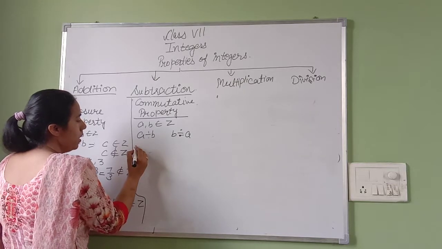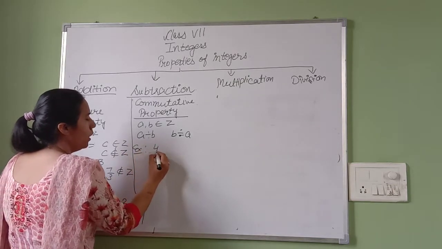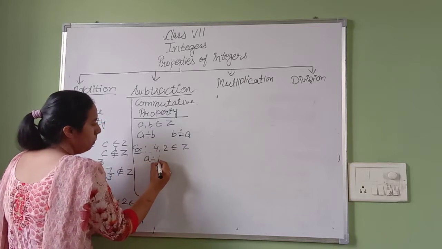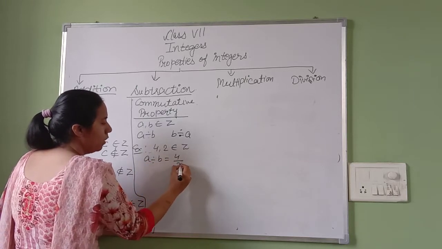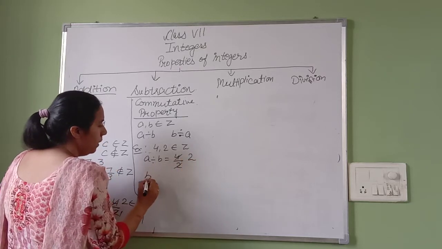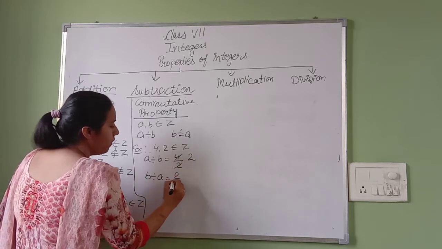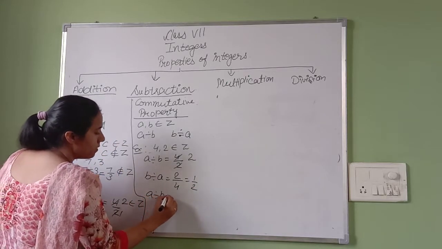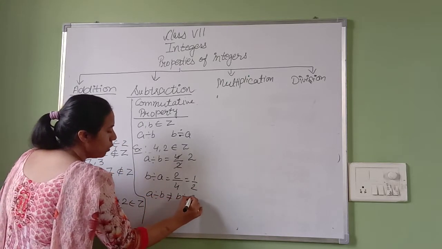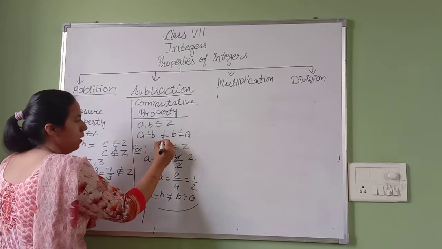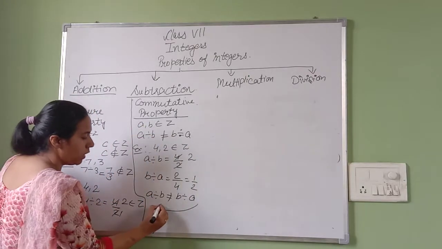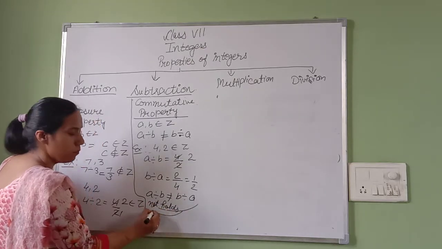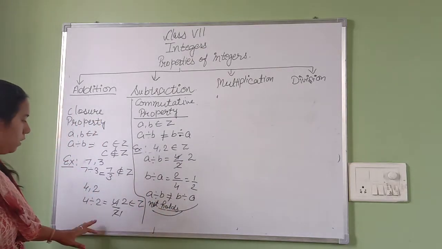Example I am taking. 4 and 2 are two integers. A divided by b, that is 4 by 2, that is 2. B divided by a, 2 divided by 4, that is 1 by 2. So what did we generalize? That a divided by b is not equal to b divided by a. Therefore, this property does not hold. Yeah, it is also not holding.